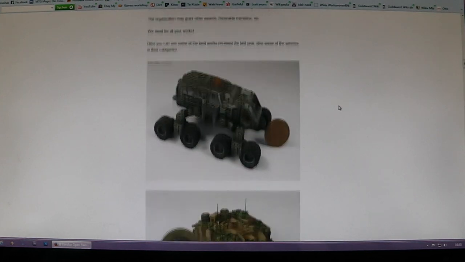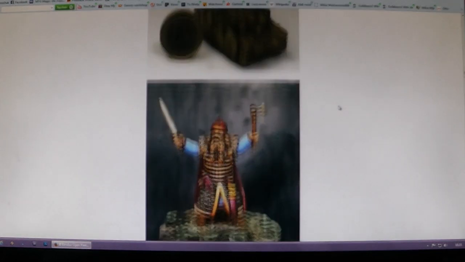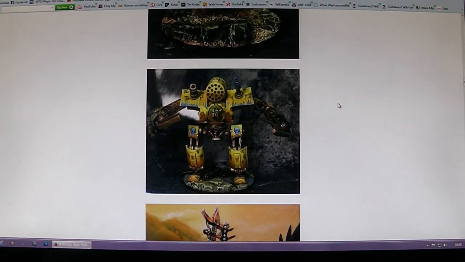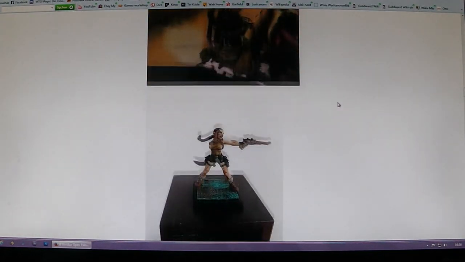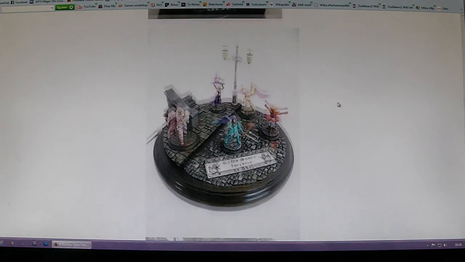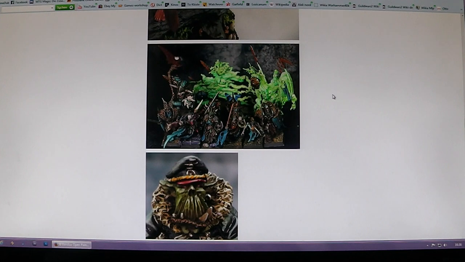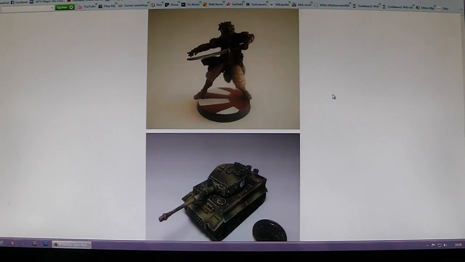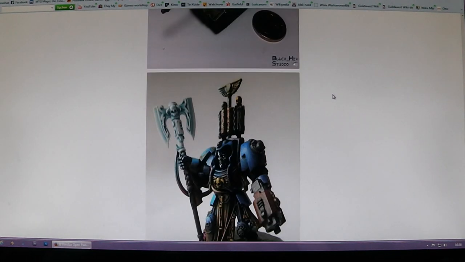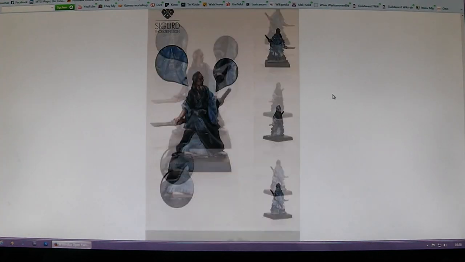So, and here you can see some of the works from previous competitions. And you see the stacks are quite high. So, well, do your best to enter in this competition.